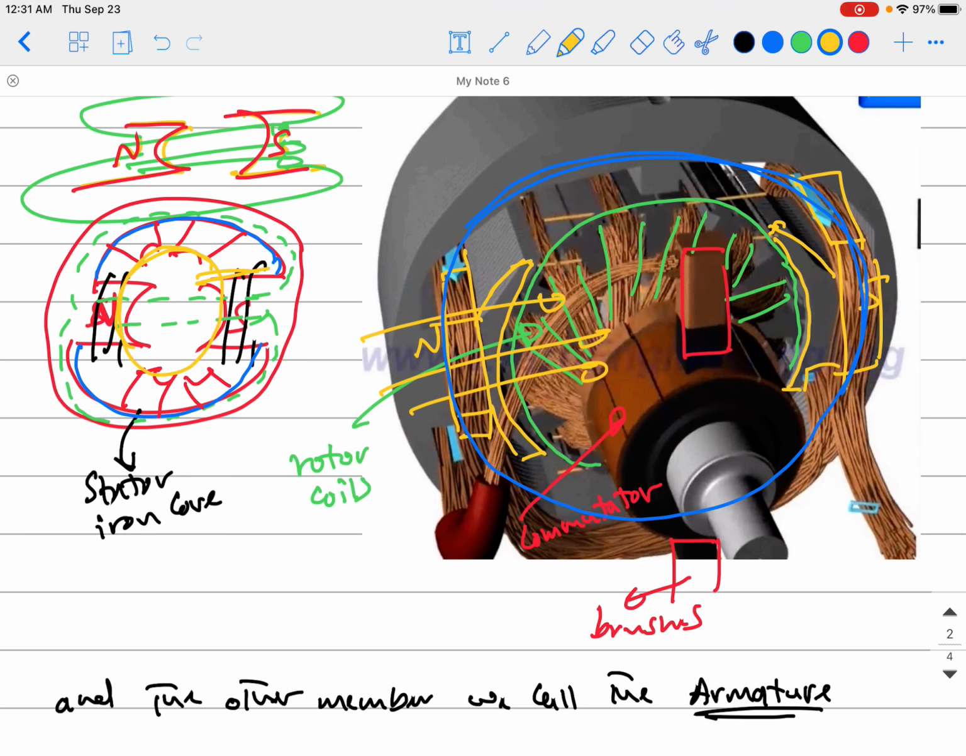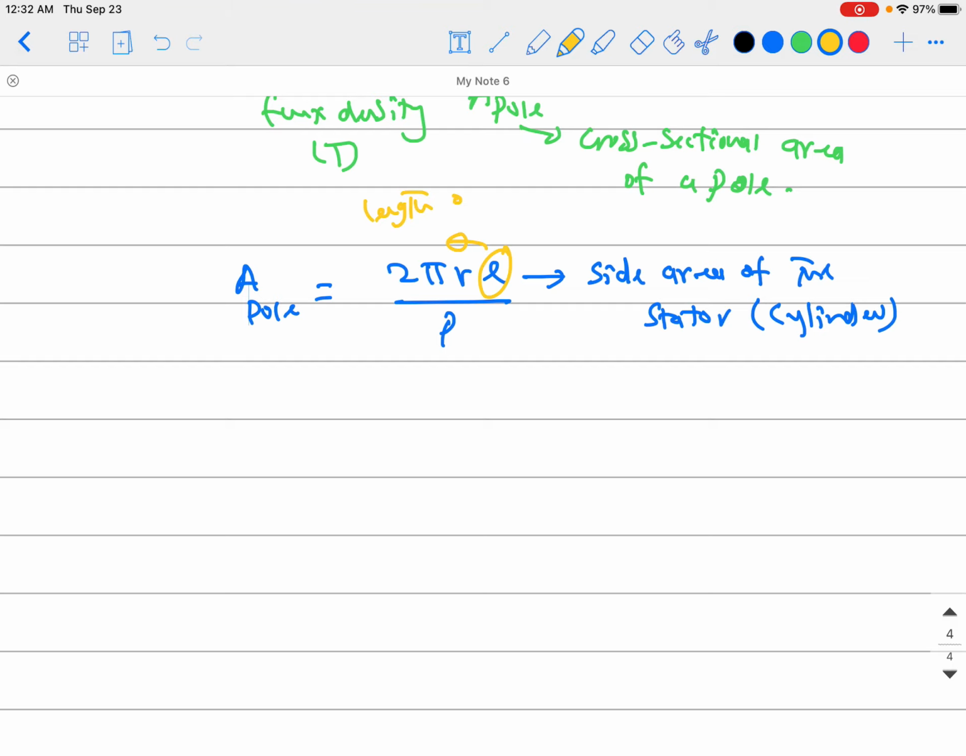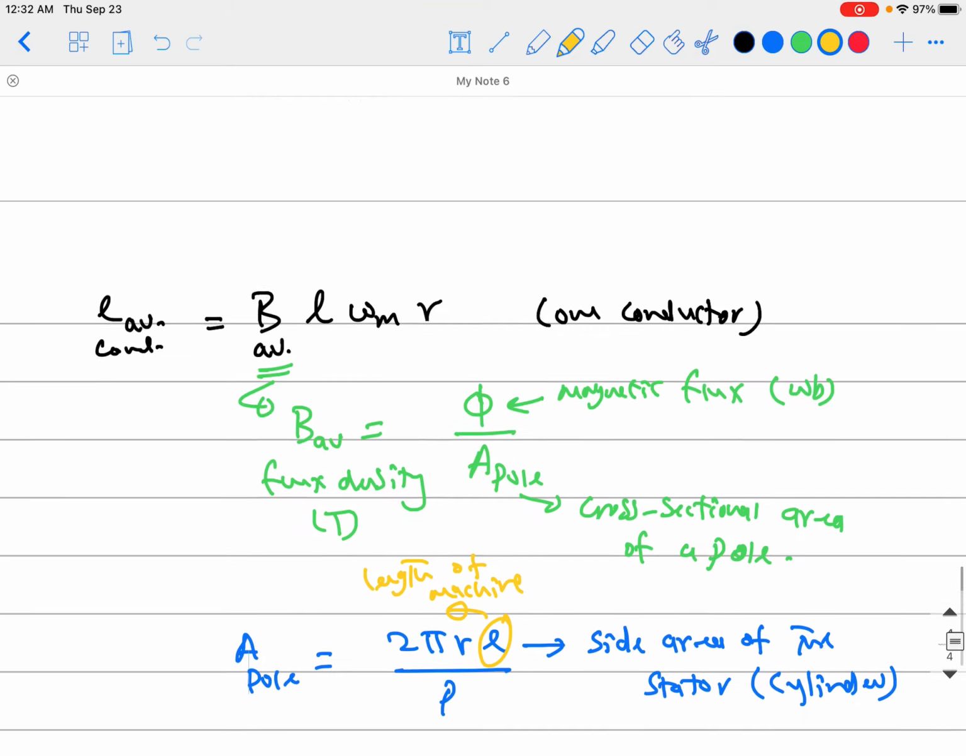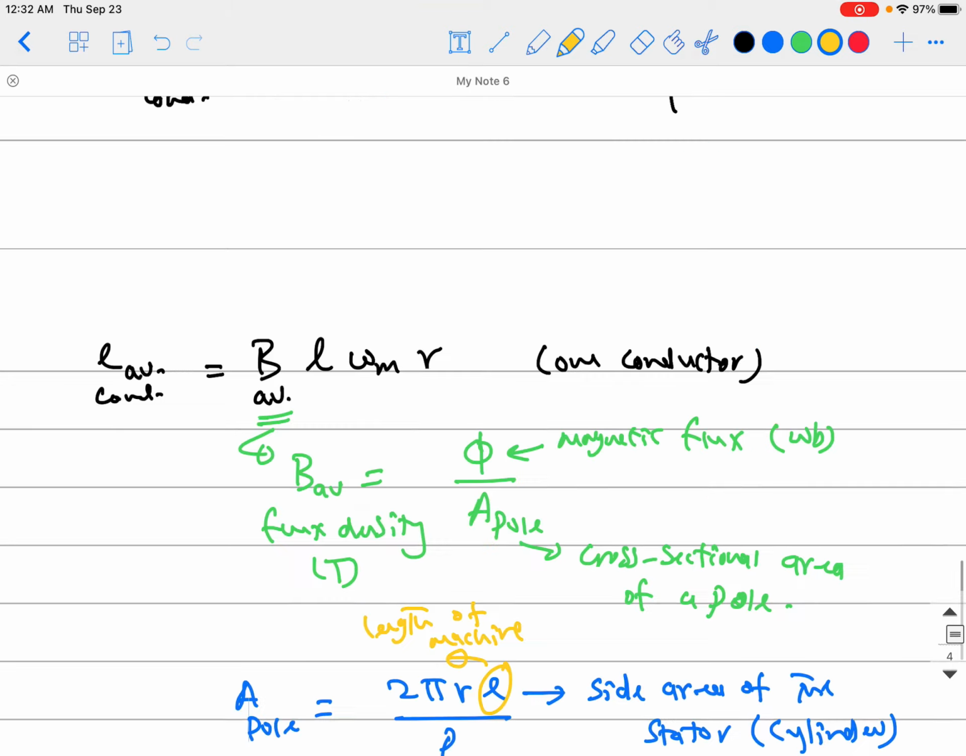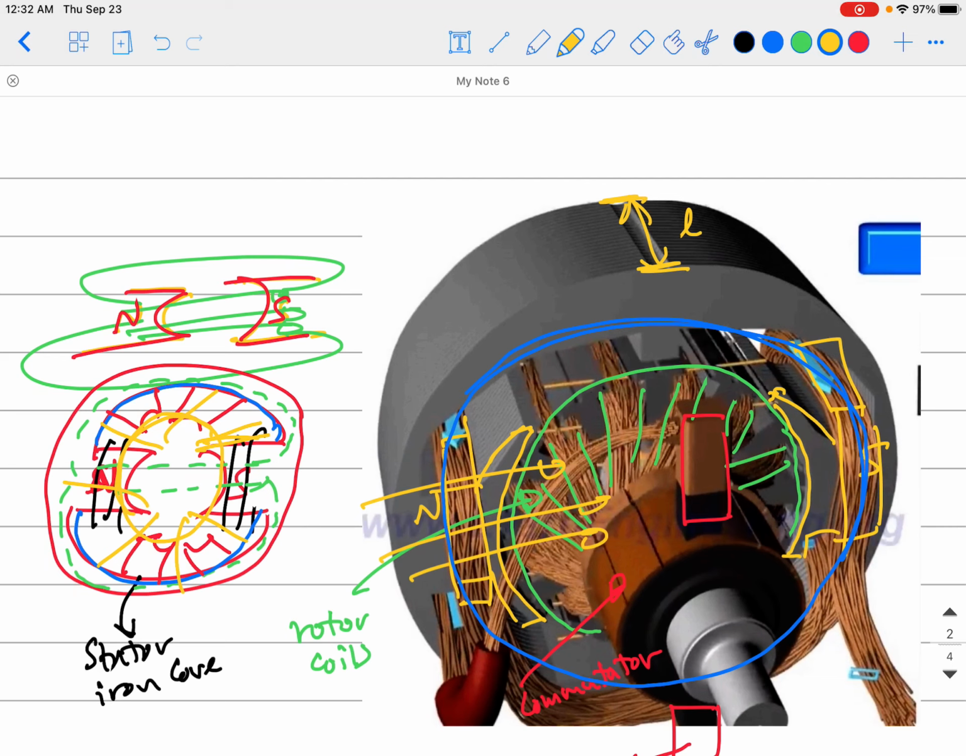Okay, guys? What is this L? It is the length of the machine, the length of the cylinder. So back to this, this will be the length of the cylinder, the depth of the machine. Call it L, the length of the machine, or call it the depth of the machine, whatever you want to call it.